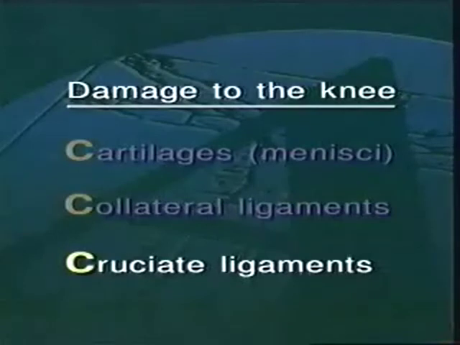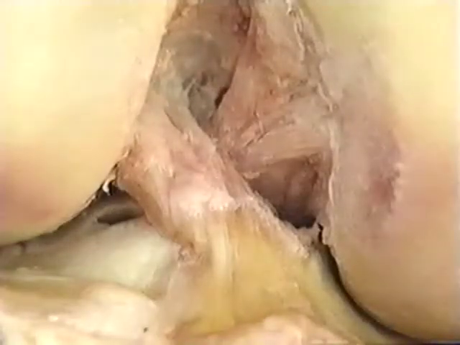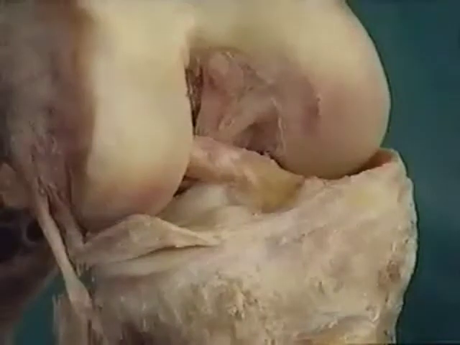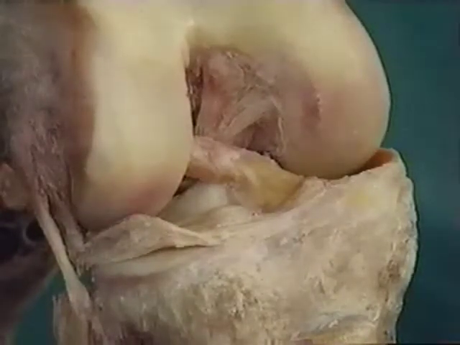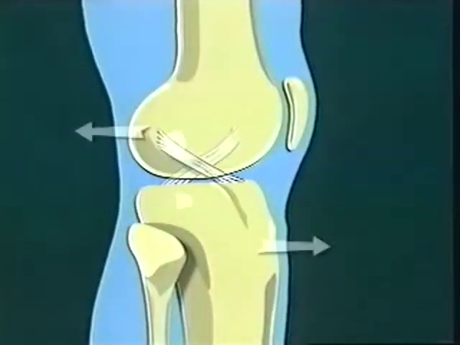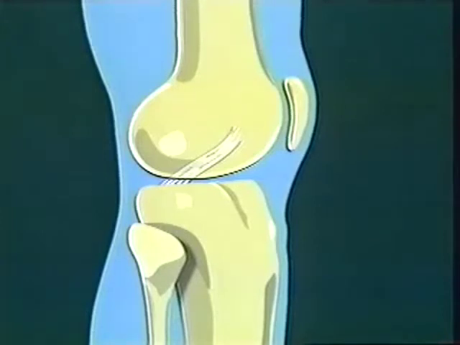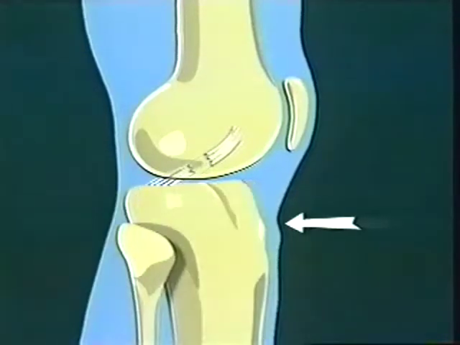The cruciate ligaments within the knee are extremely strong. Injuries to these normally require considerable force and often involve damage to other structures in and around the knee at the same time. These ligaments prevent excessive anterior-posterior movement of the joint. They can be avulsed or torn from the bone, for example by a violent blow to the tibia.